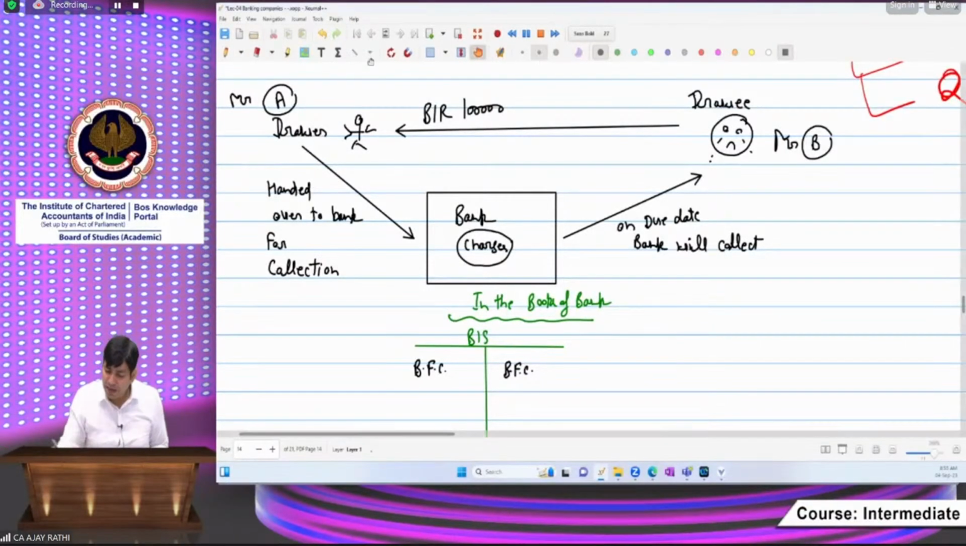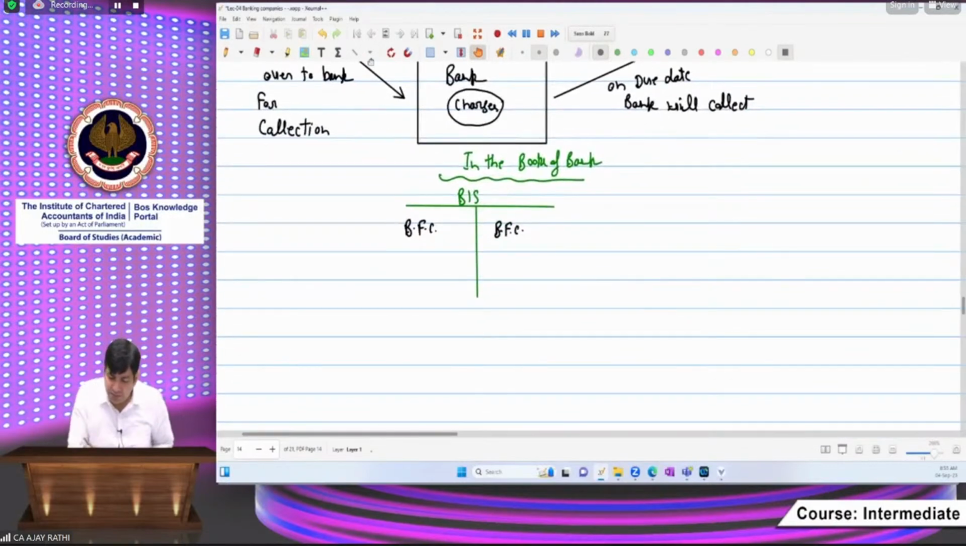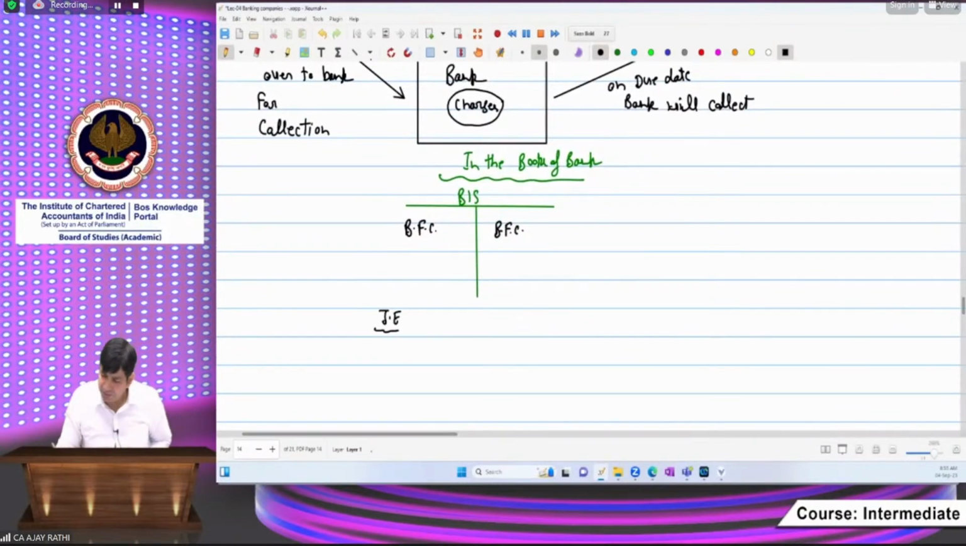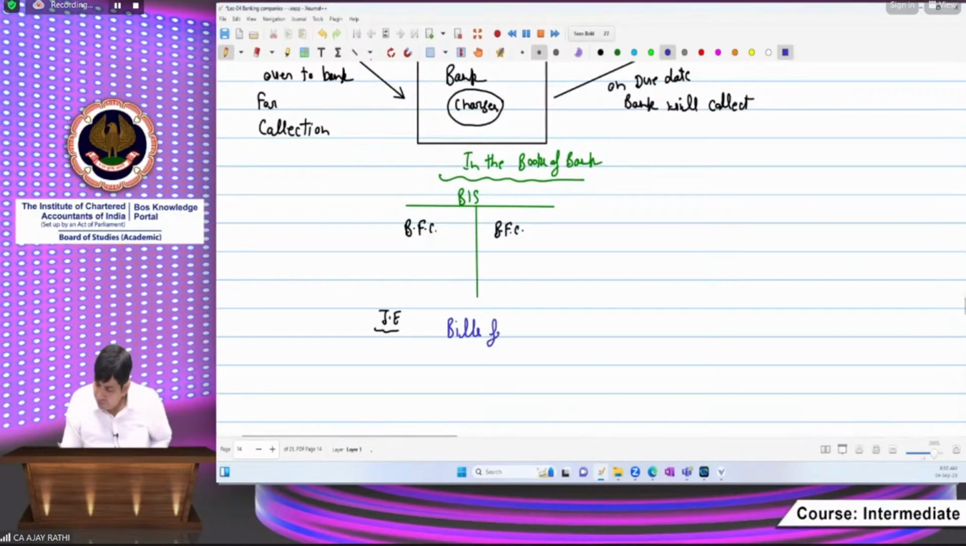Beta, do you know how bank will record such a bill? Sir, yes, bank will record in this way. Journal entry. Bank will record bills for collection. Debit what comes in, debit what comes in.